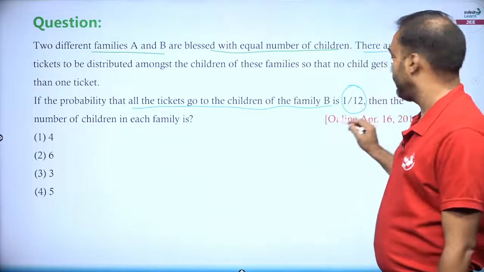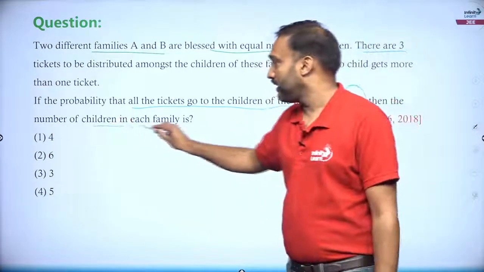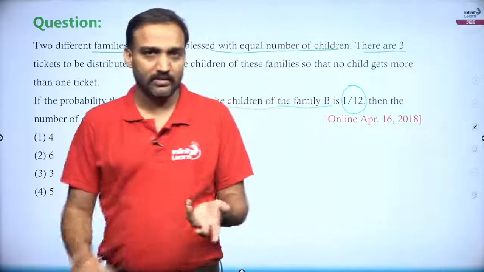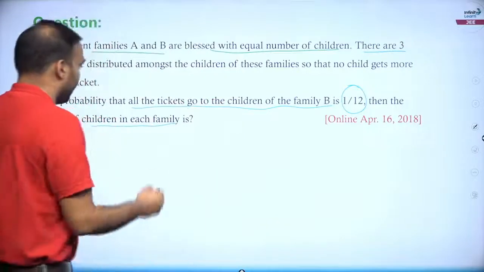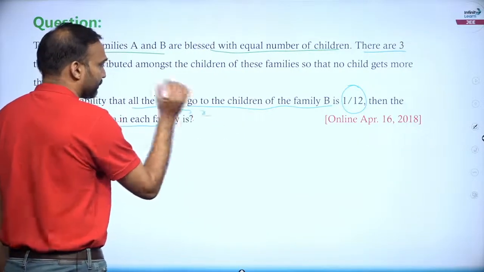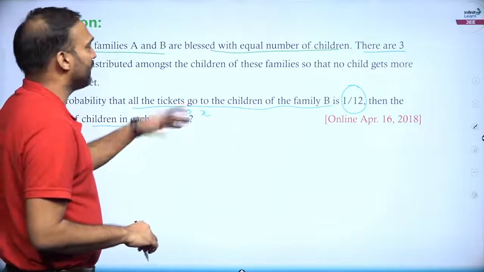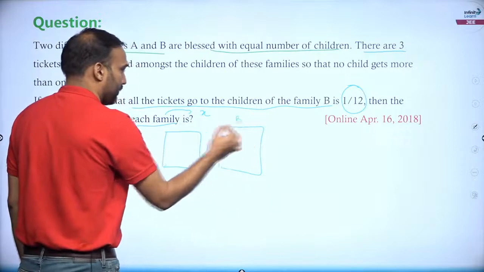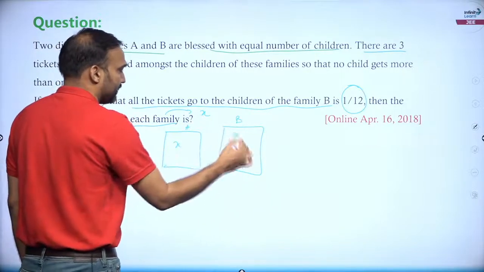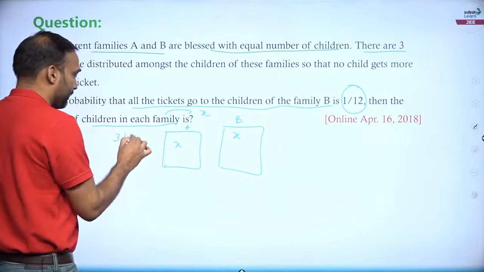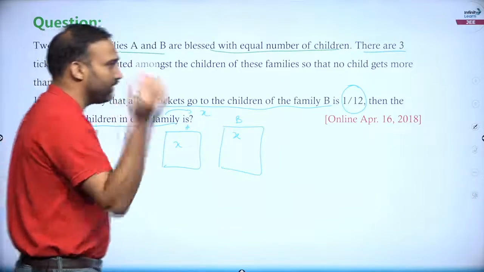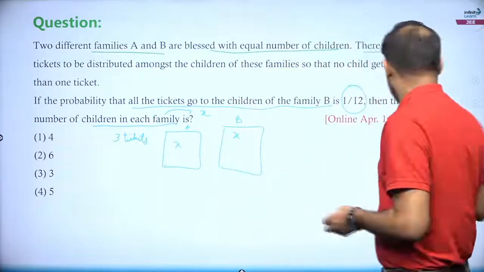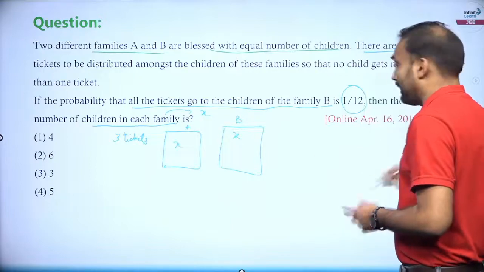So I know one probability. What is being asked? Number of children in each family. Okay, so जो हमसे पूछा गया है, we'll assume that to be x. In this particular case, number of children in each family, I'll assume it to be x. Now both these families, family A and family B, have x kids, and now we have 3 tickets. Now think of all the possibilities, when we are distributing 3 tickets, because that will define my sample space.